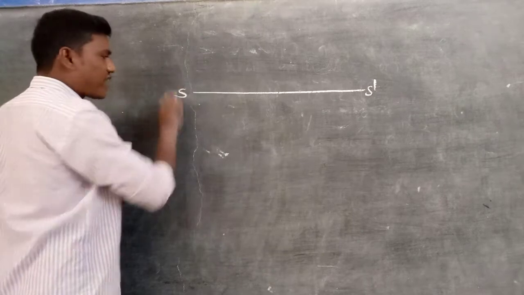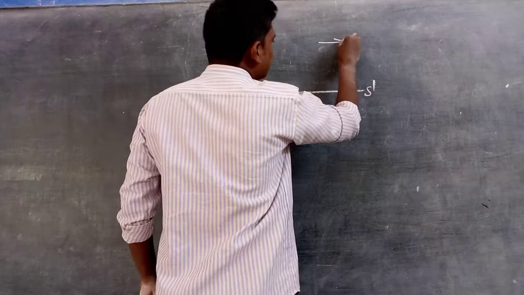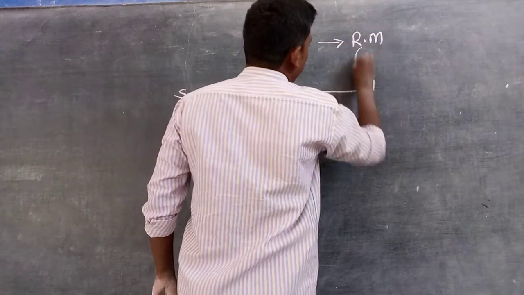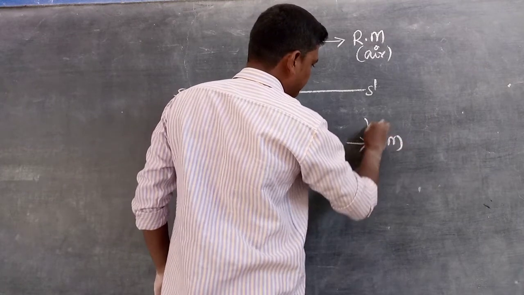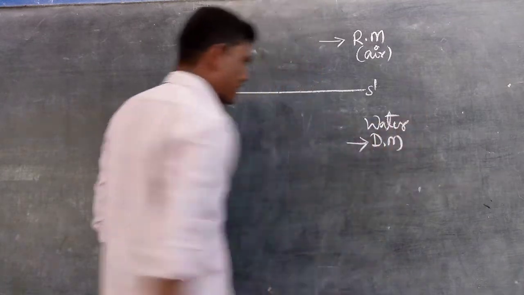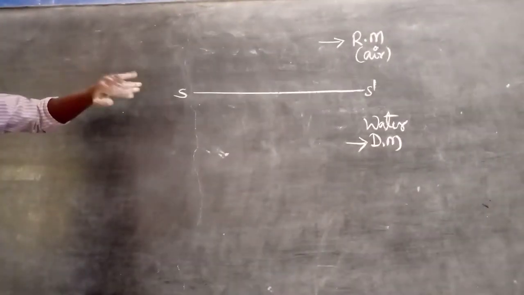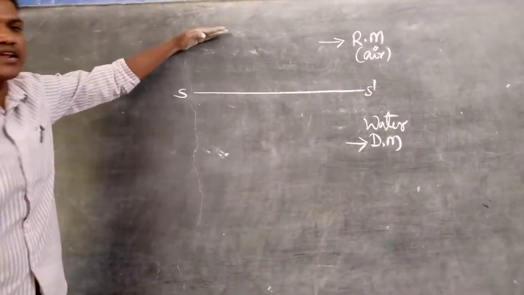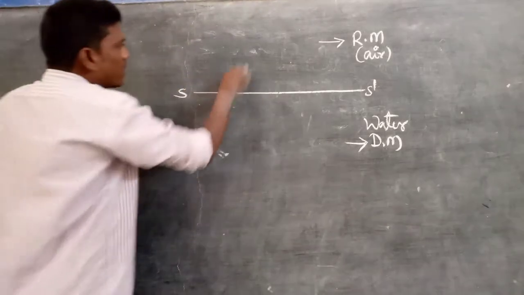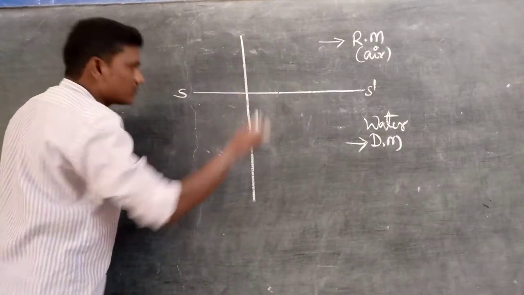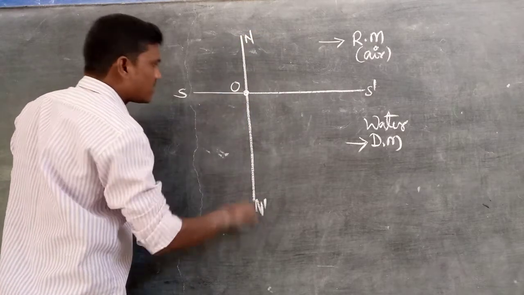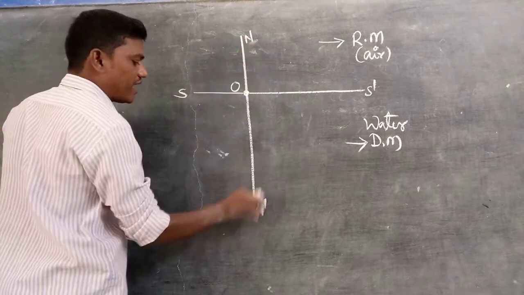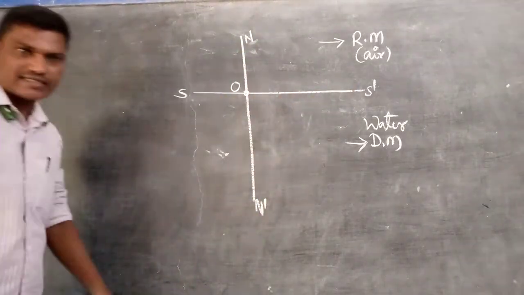It is a refracting surface. S dash is a refracting surface. We consider the upper one the rarer medium, which is nothing but air, and the lower one the water, the denser medium. Just for understanding, light travels from where to where? Denser medium to rarer medium. For this, N, O, N dash. N dash is the normal for S dash.